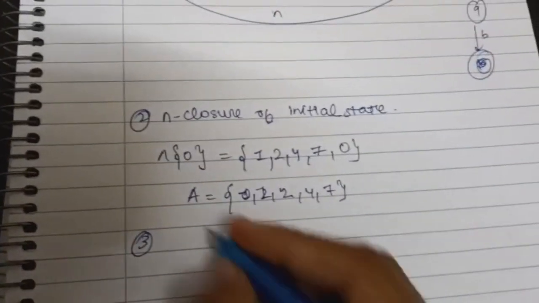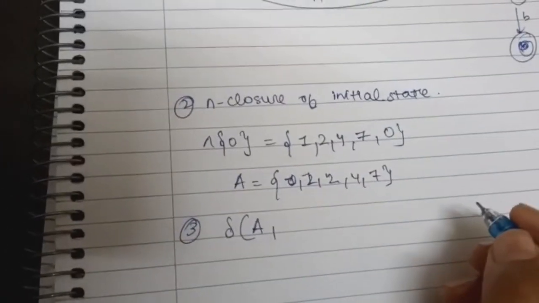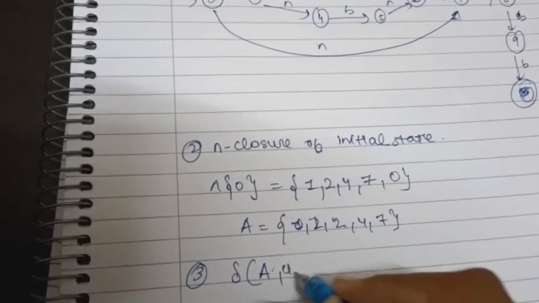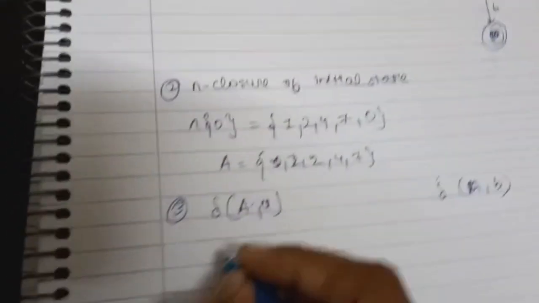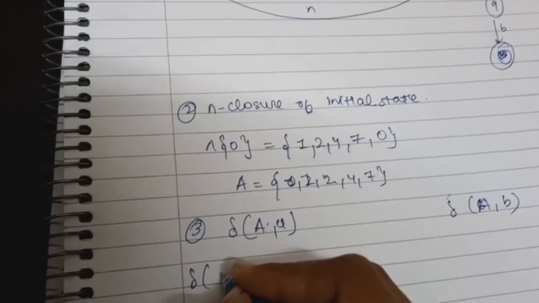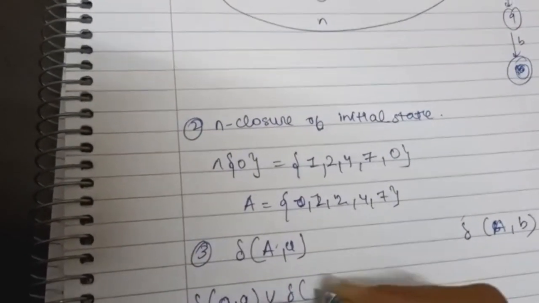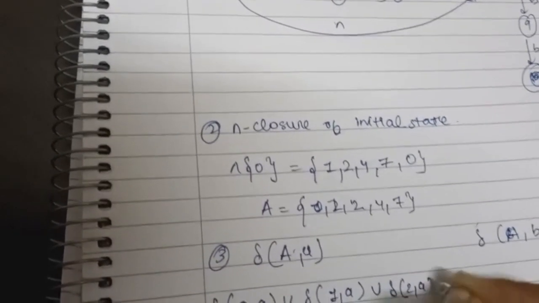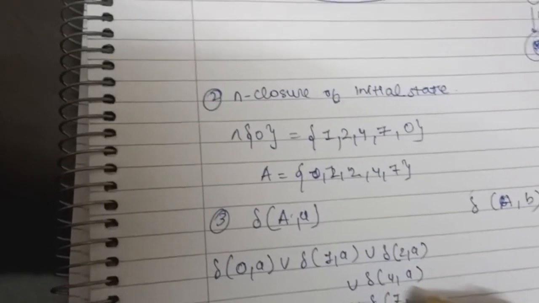Then our next step is to find the transition function of the resulting set. So what we need to find is A comma whatever are our input symbols, that is A and B. So we will do transition function of A, delta A comma A and delta A comma B. So what it will be? First of all, it will be delta of 0 comma A union delta of 1 comma A union delta of 2 comma A union delta of 4 comma A union delta of 7 comma A.